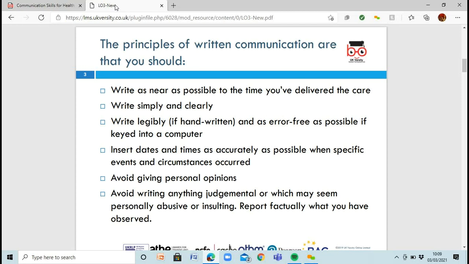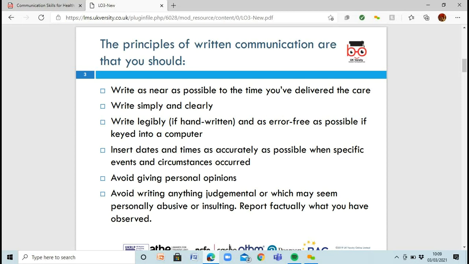If you're doing handwritten notes, make sure they're legible, so that somebody else is able to read it, and try not to put in any errors. If you're doing it on the computer, it's the same again. You're not worried about legibility because it's typed, but you want to make sure that it's error-free. Add your dates and times as accurately as possible.